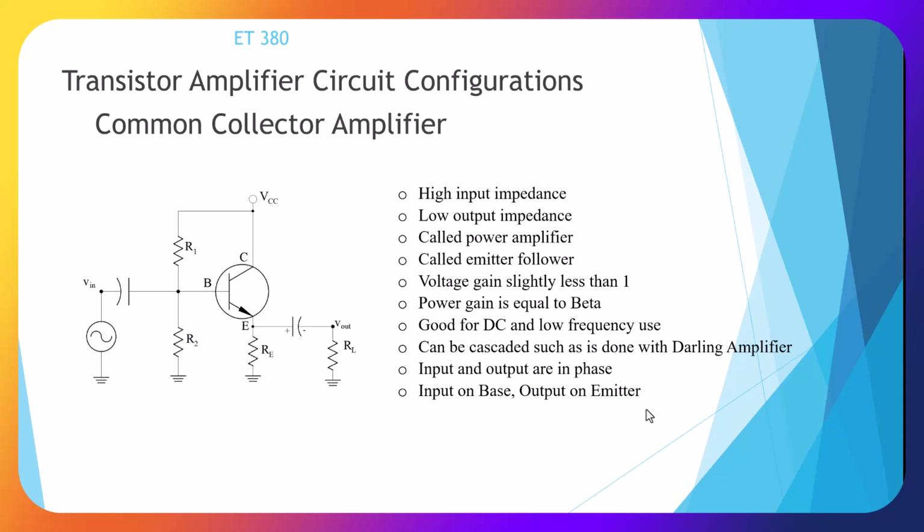Power gain is equal to beta. It's good for DC and low frequency use. It can be cascaded, such as done in a Darlington amplifier. Input and output are in phase, and the input is on the base, the output is on the emitter.